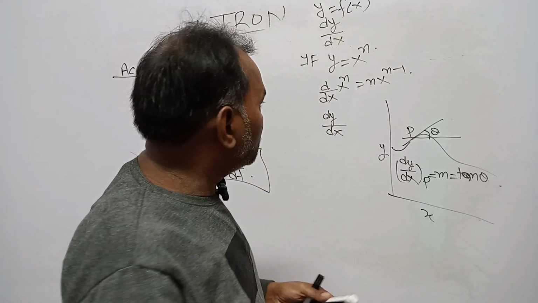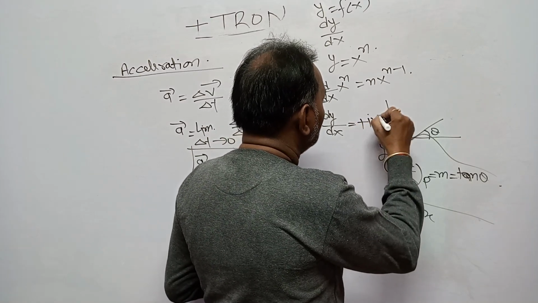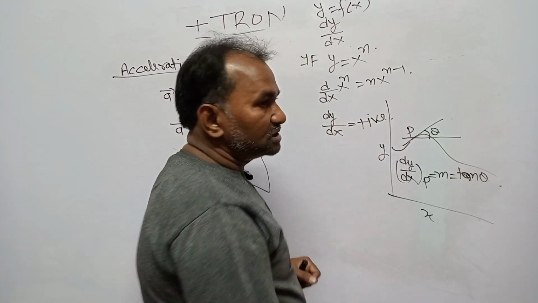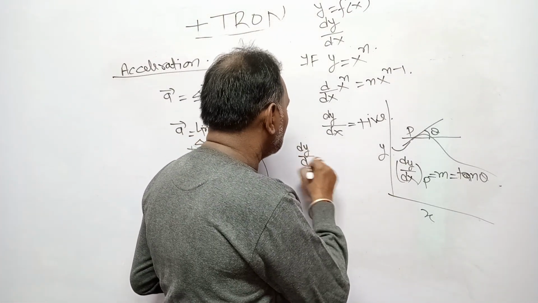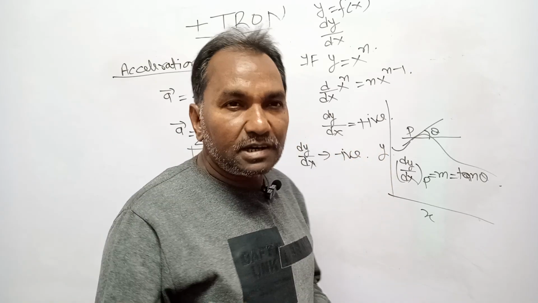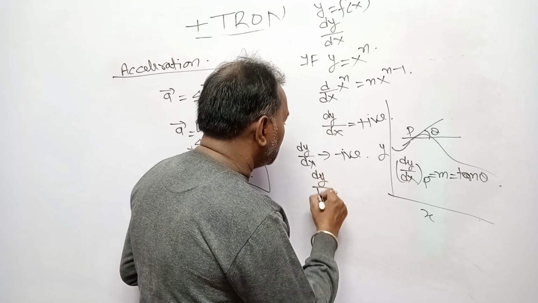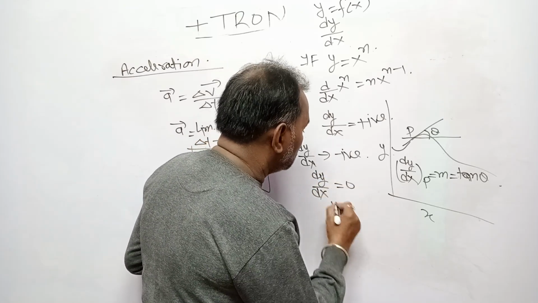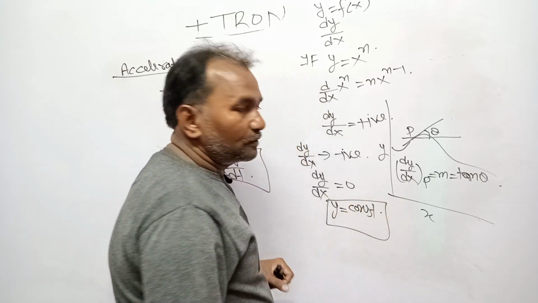Now dy upon dx: if dy upon dx is positive, it means y is increasing with respect to x. If dy upon dx is negative, it means y is decreasing with respect to x. And if dy upon dx is equal to 0, it means y is constant, so y is independent of x.